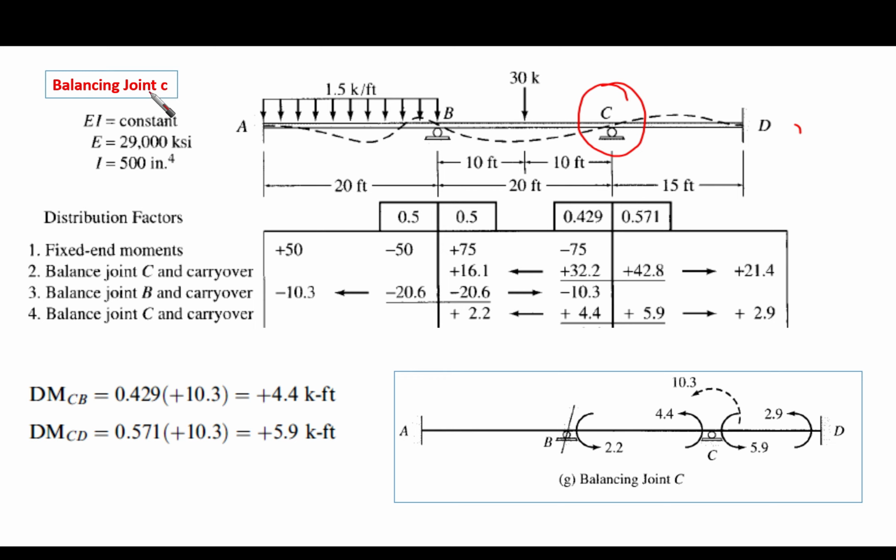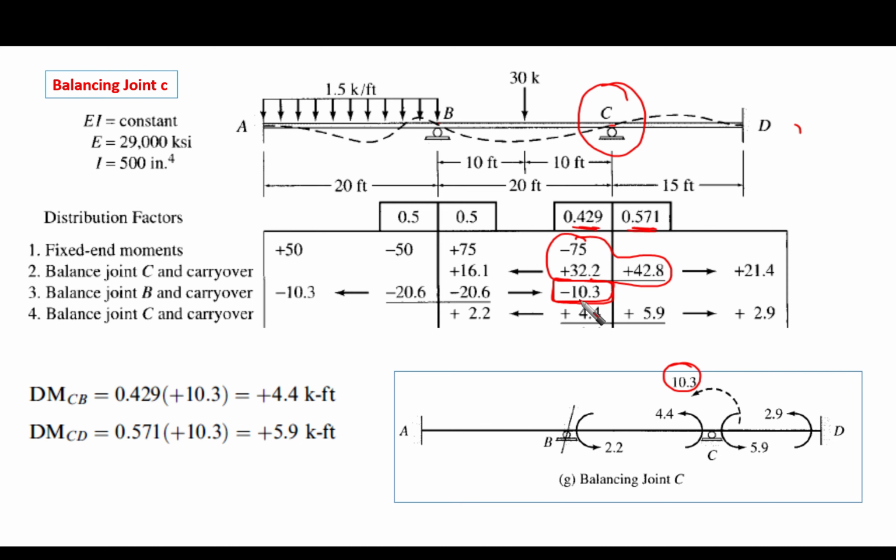So this is balancing of joint C. What will happen here? Count everything here. You're going to find that these give us 0 because they are already balancing an unbalanced moment. So the remaining part that needs to be balanced is what? Only this portion, the 10.3. This 10.3, which is illustrated here, is going to be distributed between member CD and member CB, with factors 0.429 and 0.571.